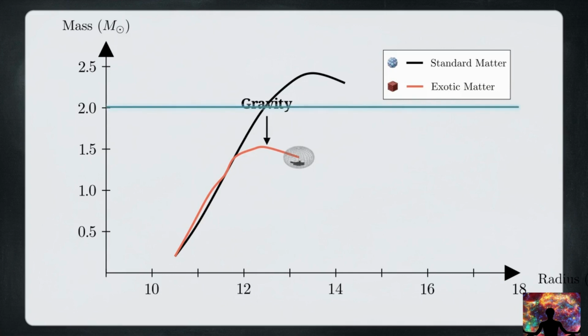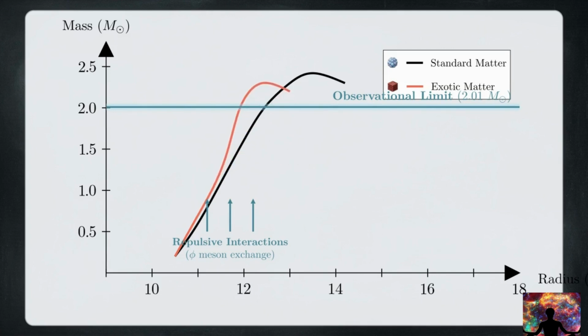But observational astronomy provides a strict boundary. Astronomers have accurately measured the mass of highly stable pulsars at 2.01 solar masses, with a margin of error of just 0.04. To keep exotic matter models viable under this constraint, physicists have to introduce strong repulsive forces into the math, such as phi-meson exchange. This theoretical adjustment stiffens the equation of state, pushing back against the inward pull of gravity.